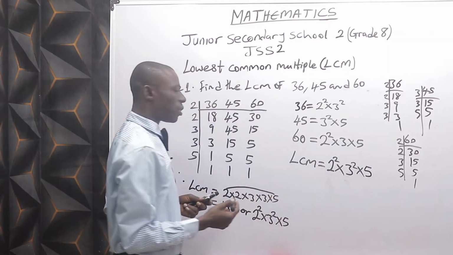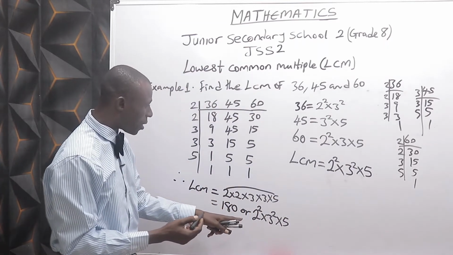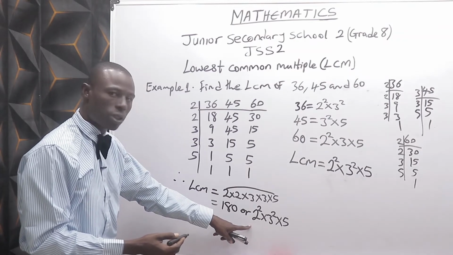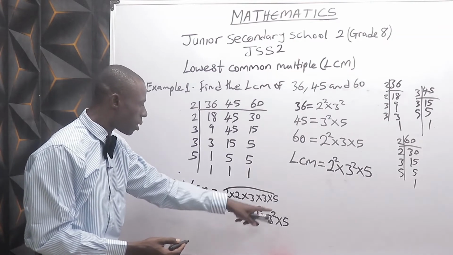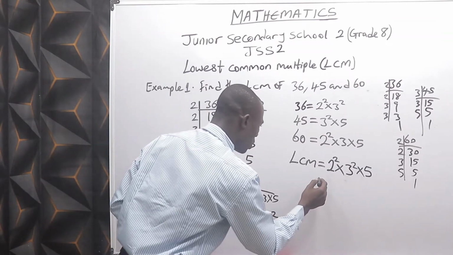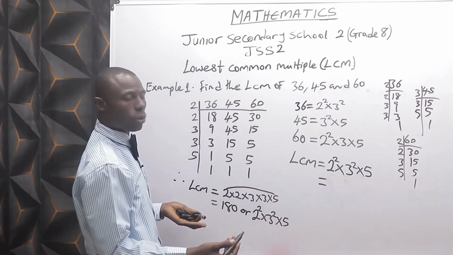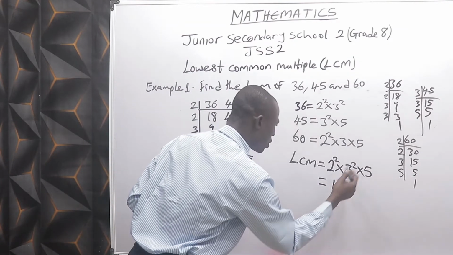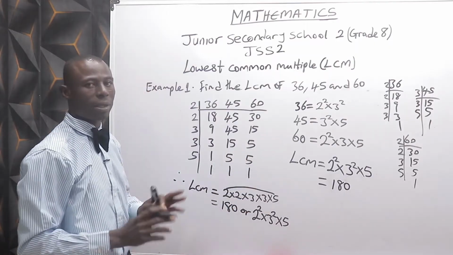This is the LCM, which is exactly the same as the first approach. You can see 2 raised to power 2 times 3 raised to power 2 times 5. And if you wish to leave it as a whole number, you have it as 180 when you resolve the powers. And that is it.